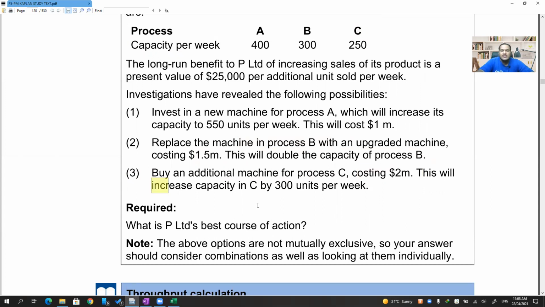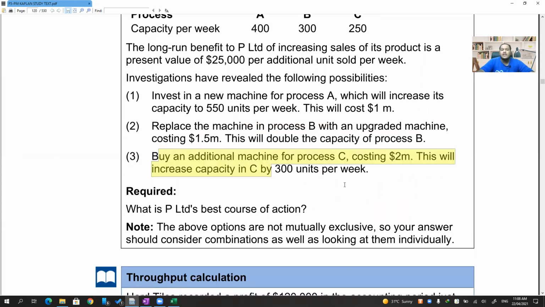This will increase capacity in C by 300 units per week. Okay, this is something that I need to evaluate. Buy an additional machine for process C costing 2 million. This will increase capacity in C by 300 units per week. But what is P Limited's best course of action? The above options are not mutually exclusive, so your answer should consider combinations as well as looking at them individually.